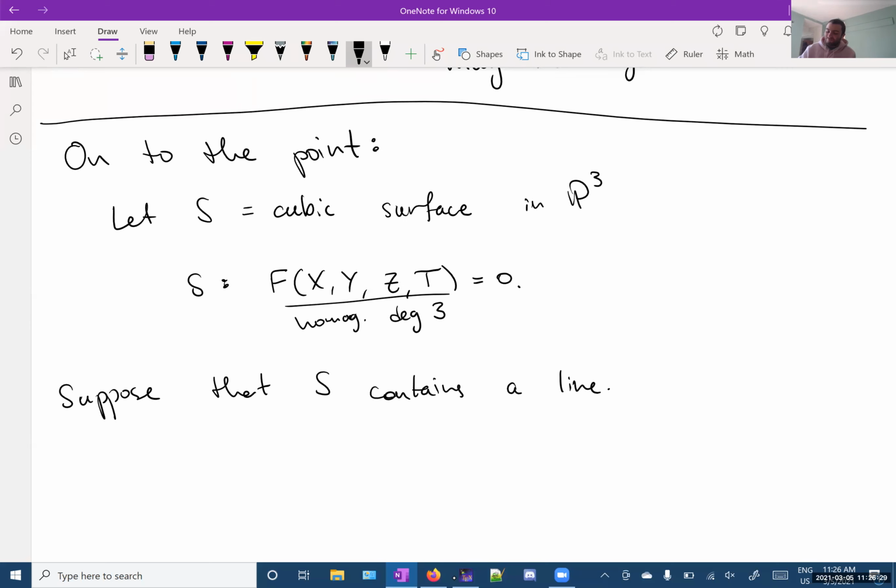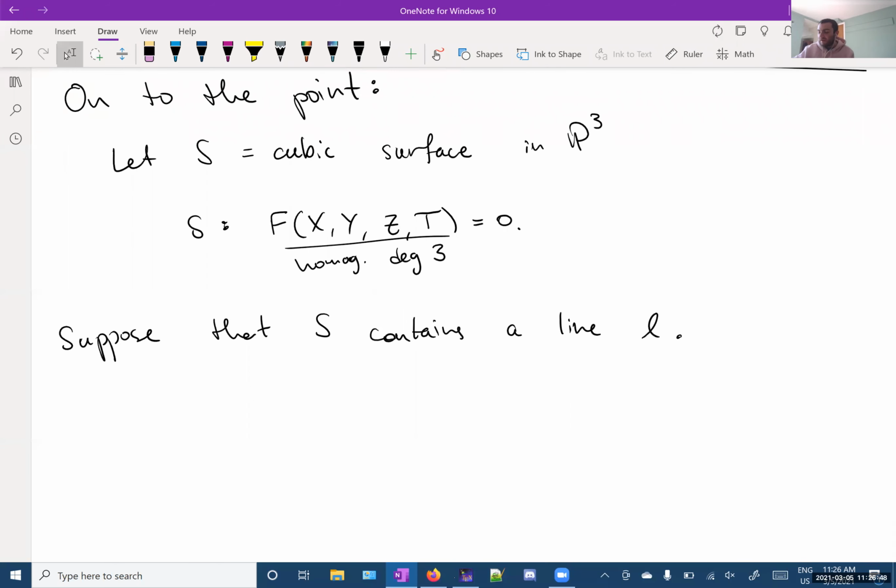Maybe this is too much, but this is always true, in fact, and we'll prove it later if we have time. Okay. So I want to suppose that S contains a line L. What can we say now about the lines on S?